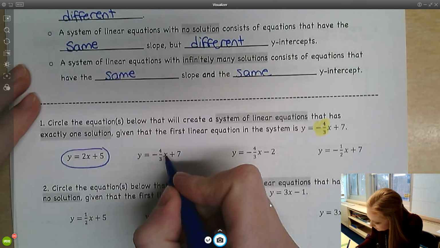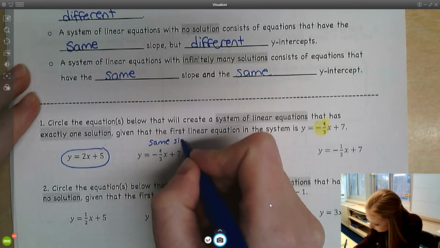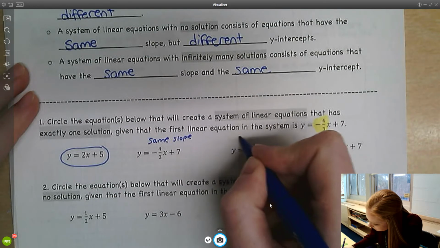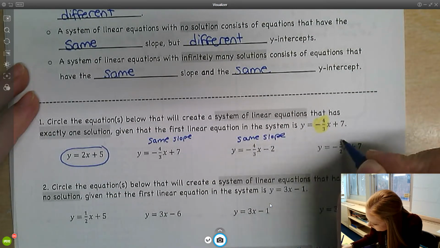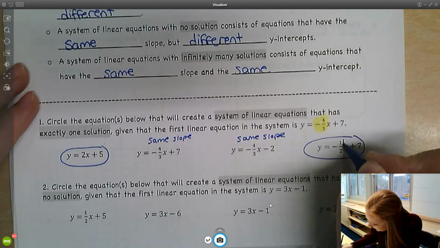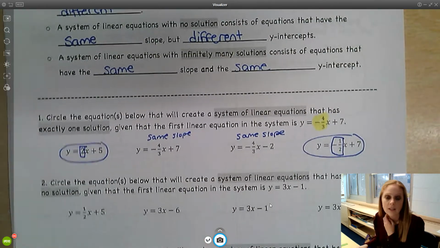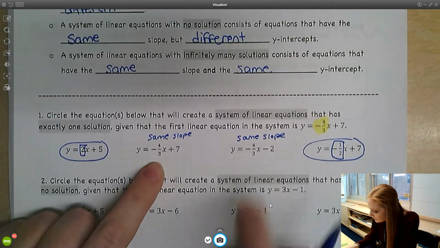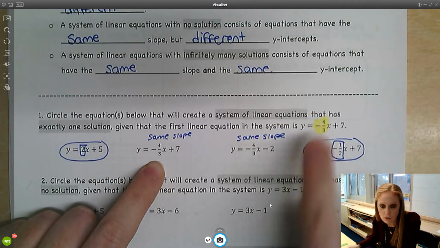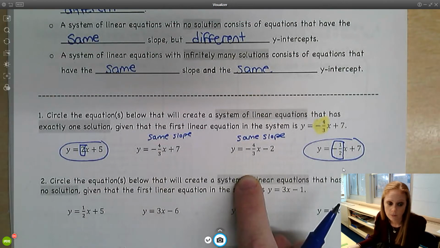This one has the same slope, so that's no good. This one has the same slope. But this one has a different slope. I'm going to box in our slopes there. Different slopes mean they'll cross one time. These guys have the same slope as our first equation, so they're going to run parallel to it, and they'll have no solution. They'll never cross.